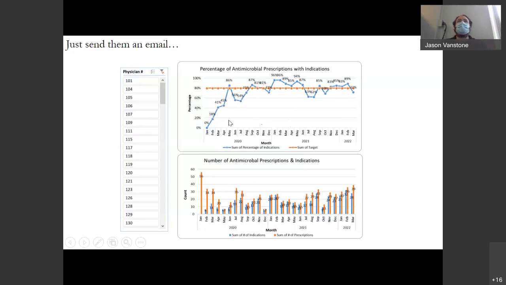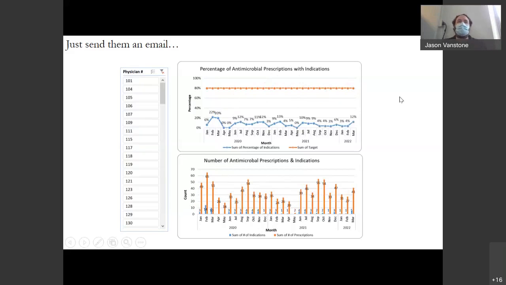And so some prescribers have done really well and have gotten up to and maintained over 80% of their prescriptions with indications. Others still struggle and probably just aren't looking at the data. But that's where our next barrier is: how do we start to reach out to these people who have been unsuccessful at increasing their number of indications?